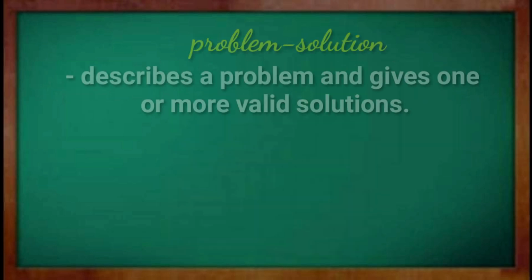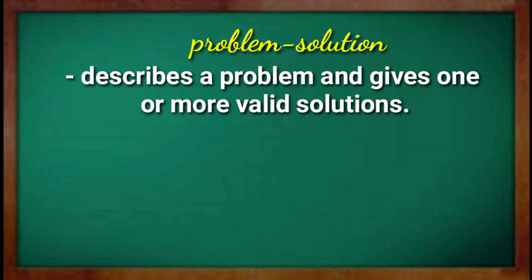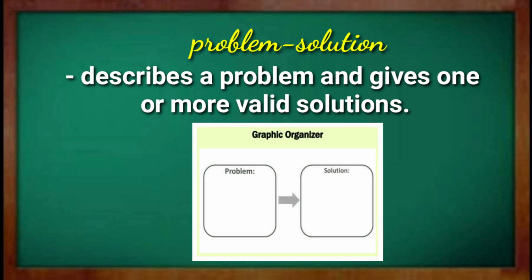In a problem solution text structure, the author describes a problem and then gives one or more valid solutions. For example, if you're writing an essay about coronavirus, of course you'll examine the problem carefully. How the virus came into existence? How is it spreading? What problem has it caused for the society? After examining the problem, you'll suggest its possible solutions.